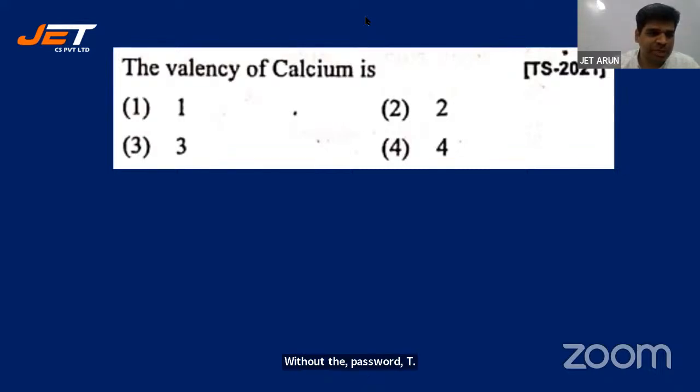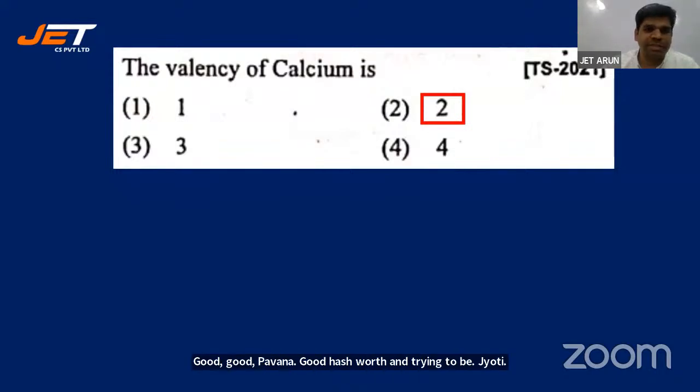Okay. Bhavana says 2. Harshavardhan, good. Let's see the answer. 2. Exactly right, 2. The ones who have said 3, that's okay. Nerchukondi. All right. Good, Bhavana. Good, Harshvardhan. Pranavi. Jyoti. Vaishali. Good. Excellent.